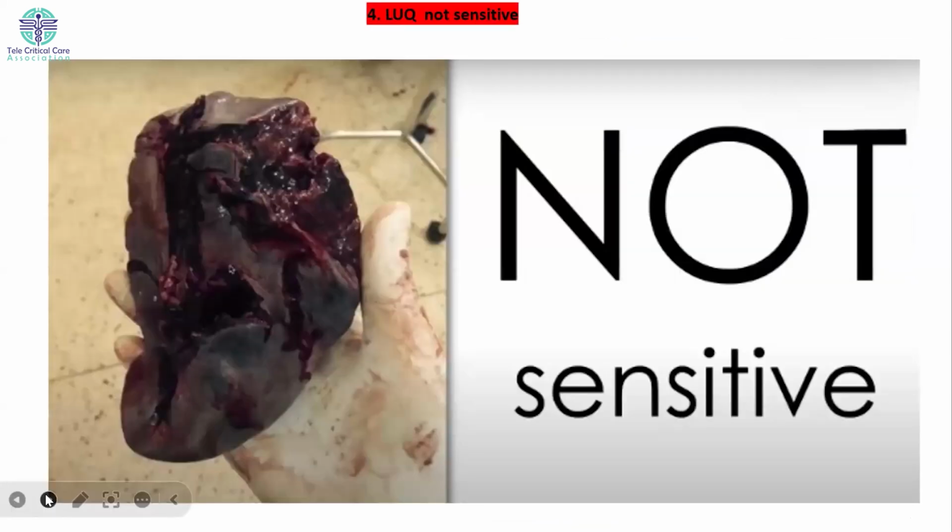Right. As we have also discussed, the left upper quadrant is not very sensitive. Now, this was a real case in which this is the spleen, which is shattered, almost a type 4, type 5 injury, and still the left upper quadrant isn't showing any free fluid. So, as we have also discussed, it is not sensitive because of the phrenicocolic ligament. So you have to keep watch that if the patient is unstable and the left upper quadrant is not showing anything, then we should go for CT scan or OR. Right.